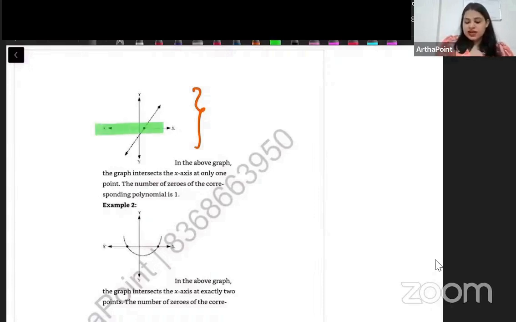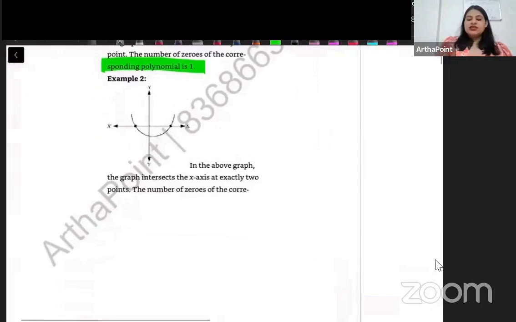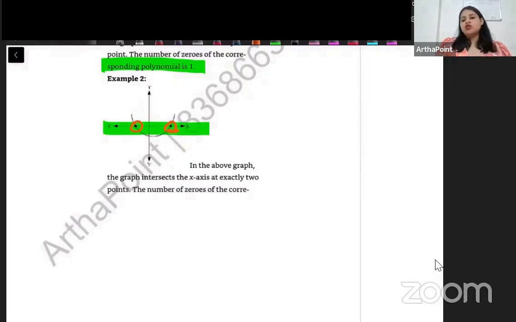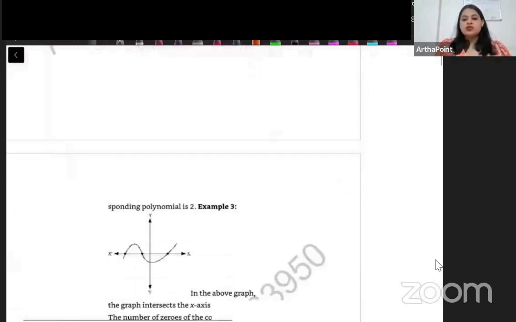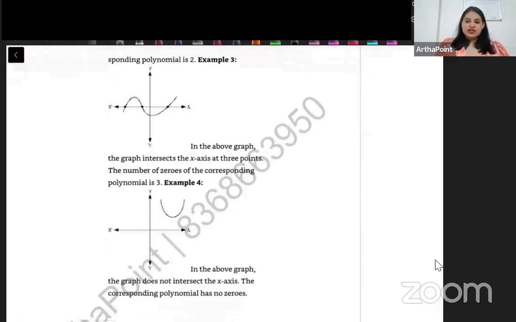If you look here, this is my x-axis and the x-axis gets intersected only at one point. This means that the number of zeros of this polynomial is only 1. Okay, come to the next graph, beta. In this graph, you are intersecting the x-axis 2 times, here and here, which means that there are 2 zeros of this equation. Whatever equation we will be writing, there will be 2 zeros corresponding to this equation.